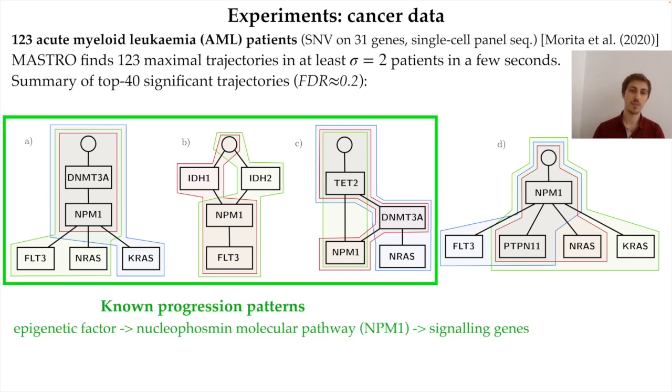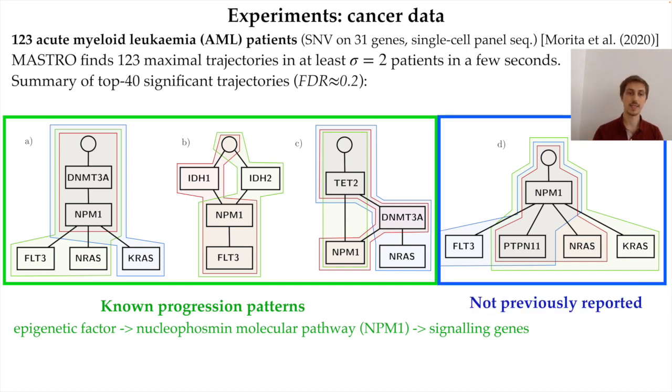Interestingly, we notice that the first 3 patterns are known to be important in AML. In the summaries A and B, a mutation in an epigenetic factor, such as DNMT3A or IDH1 or IDH2, precedes a mutation in the nucleophosmin molecular pathway, NPM1, that is later followed by clonally exclusive alterations of signaling genes, such as RAS and FLT3. While in the summary C, the initiating event is TET2, another common pattern in AML.